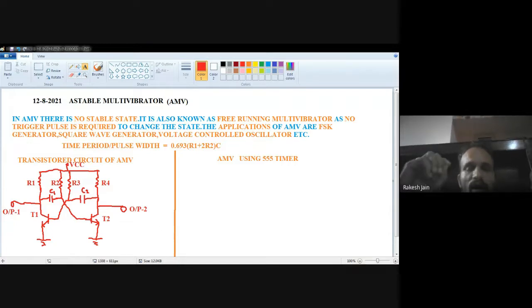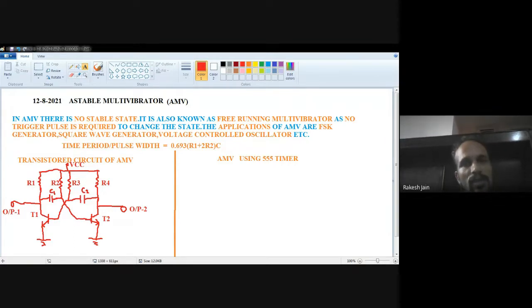You should remember how to draw the circuit so that during the time of numericals, if values and a diagram are given, you can apply a particular formula because you remember the diagram. If you remember the diagram, then you can directly apply the formula for AMV, for BMV, for MMV. Okay. Now the 555 timer diagram.